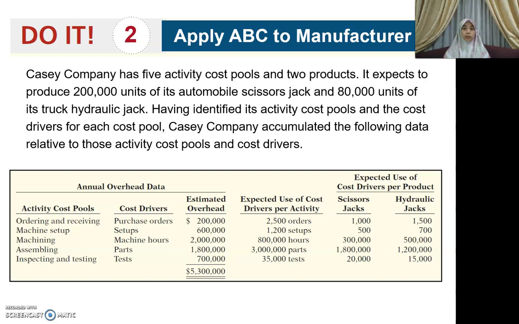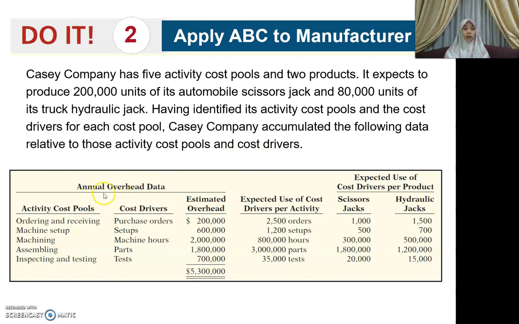Do number 2. KC Company has 5 activity cost pools and 2 products. It expects to produce 200,000 units of its automobile scissors jack and 80,000 units of its truck hydraulic jack. Having identified its activity cost pools and the cost drivers for each cost pool, KC Company accumulated the following data relative to those activity cost pools and cost drivers.